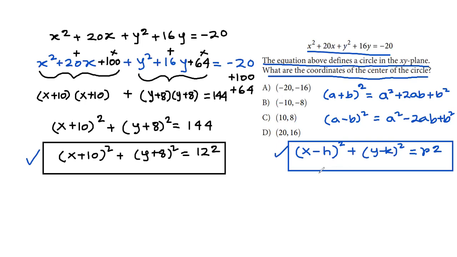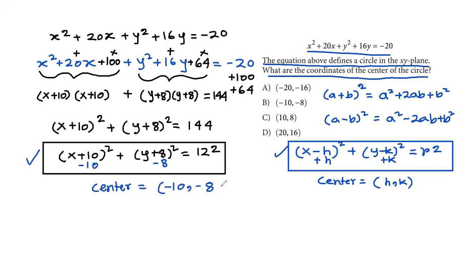Now in the standard form, the coordinate of the center is the opposite of this negative h, which is positive h, and opposite of this negative k, it's positive k. So your center coordinate is h comma k. In the same case, opposite of positive 10 is negative 10, opposite of this positive 8 is negative 8. So the center of the circle would be negative 10 and negative 8, which is nothing but option B. That's it.